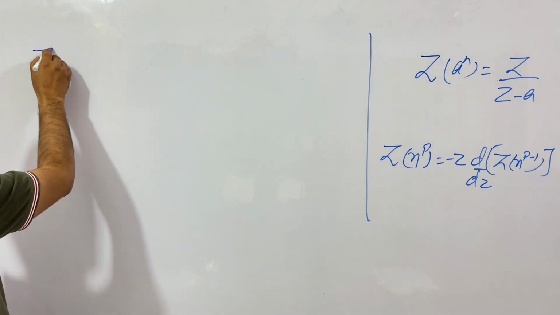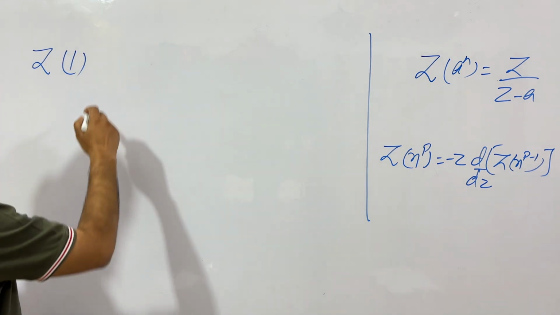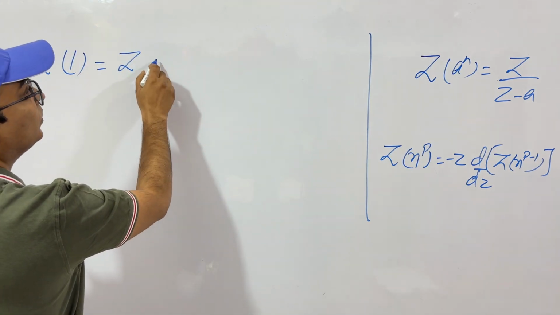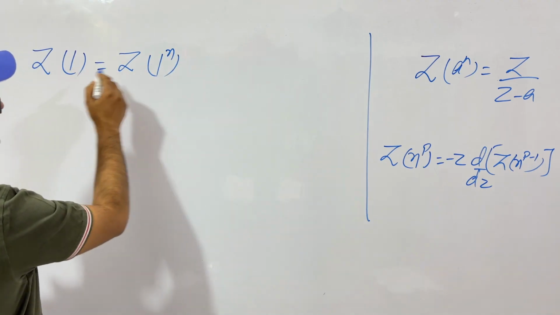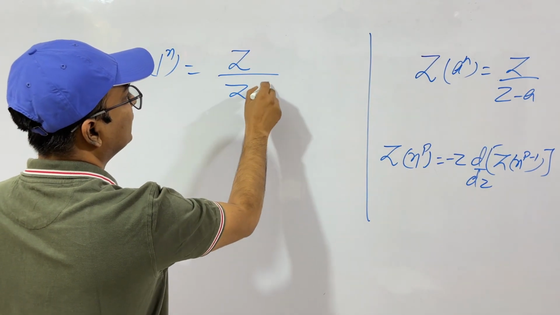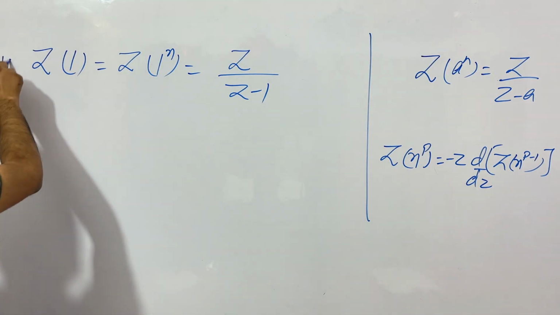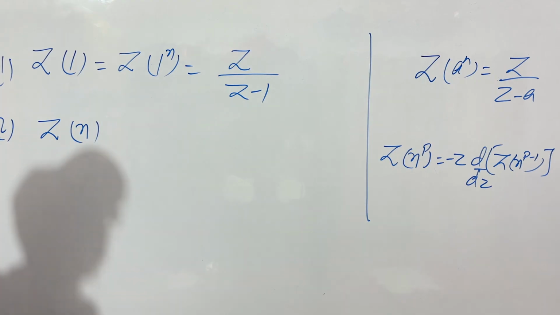For example, what is the z transform of 1, that is u(n) equal to 1? You can write this as Z of a to the power n, that is 1 to the power n. So it is z by z minus a, and from here you get z by z minus 1. Okay, first. Now second, what if you have to find Z of n?